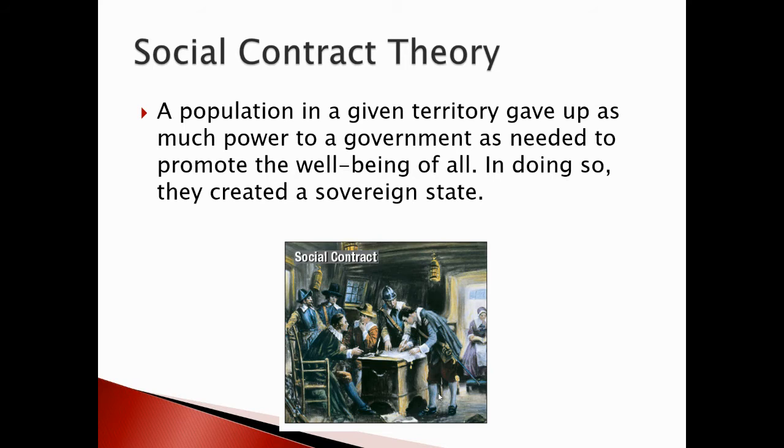Now, the social contract theory, and I'm just going to demonstrate my bias right here. I'm going to be upfront about it. I am a big fan. If you could have a favorite political theory when it comes to the origin of the state, this one's mine.